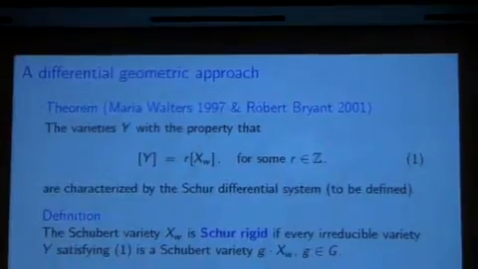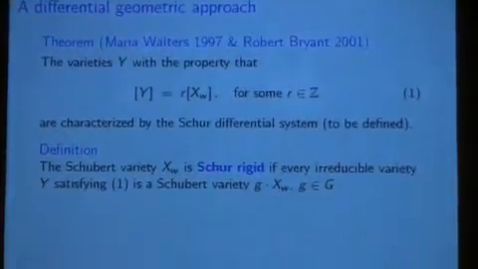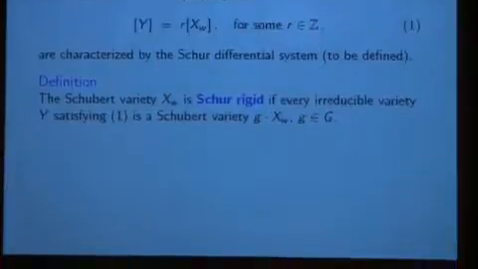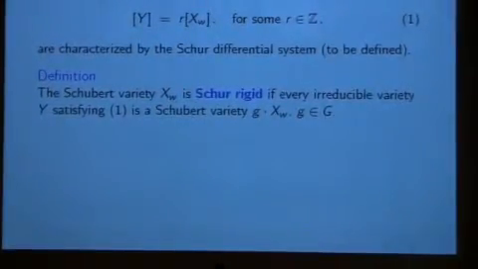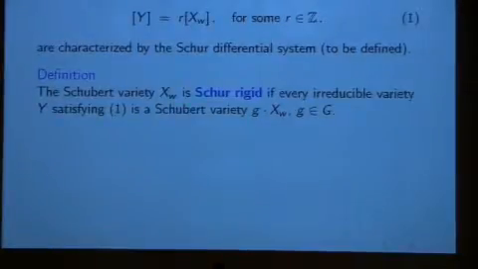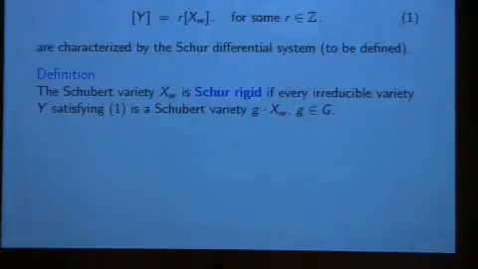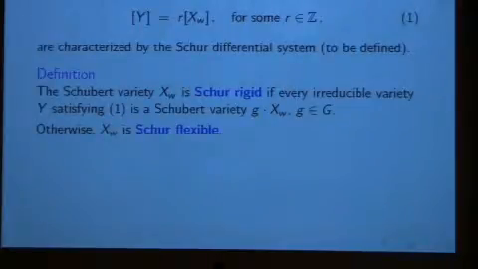Okay. So one more definition for rigidity. We'll say that the variety itself is Schur rigid if the only solutions, the only irreducible integral varieties for the Schur system are Schubert varieties, or their G translates. And since we're in a homogeneous space, a G translate is the same thing as a Schubert variety to us. We're not going to be fussy. Okay, and if it's not rigid, we'll call it flexible.